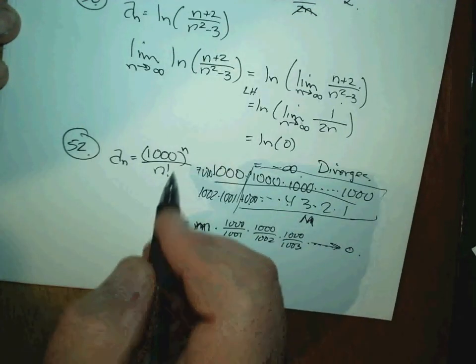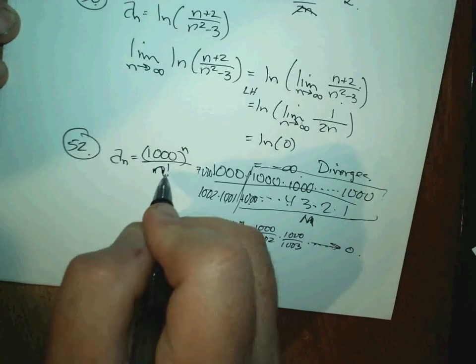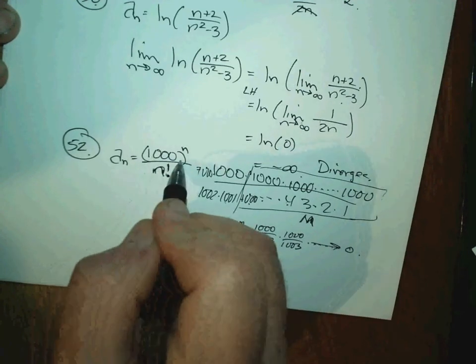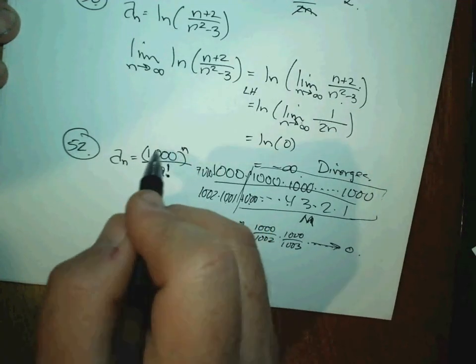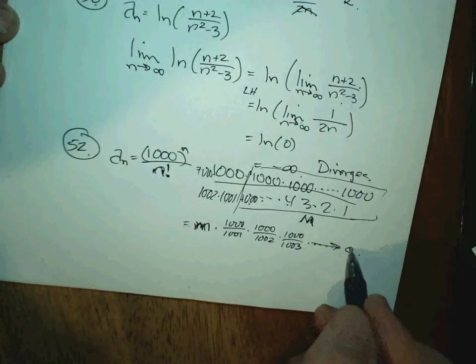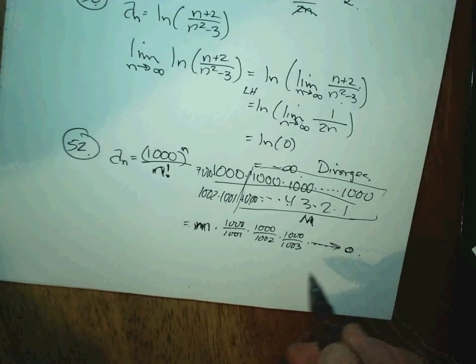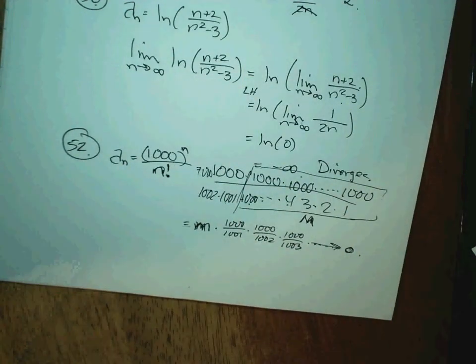And so what is happening is these products that you're calculating are going to 0. And therefore the entire product of this is going to approach 0. In other words, the factorial is going to win the race over 1000 raised to the nth power. Factorial will grow faster than a power function and drive everything down to 0 in the limit.